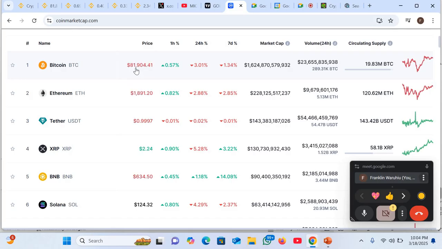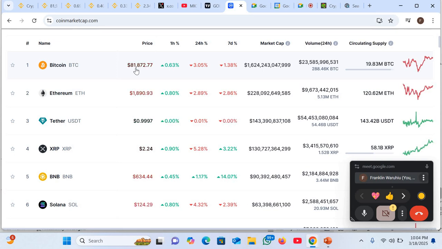It is at 1,891. And in the last 1 hour, Ethereum has gained 0.8. But in the last 24 hours, Ethereum has lost 2.86. And in the last 7 days, it has lost 2.8. So the third largest cryptocurrency, it is USDT.